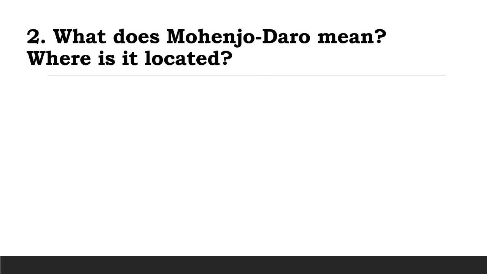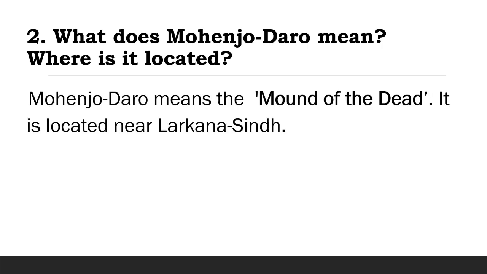Question number 2. What does Mohenjo Daro mean? Where is it located? Okay, so who's going to tell me that? Very good. Mohenjo Daro means the Mound of the Dead. It is located near Larkana, Sindh. Very good.